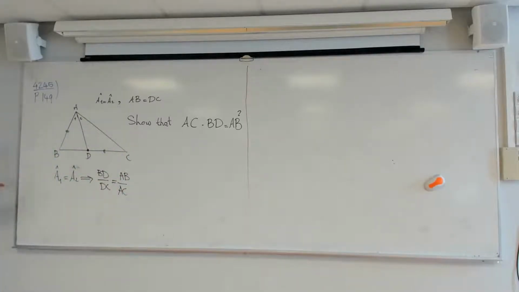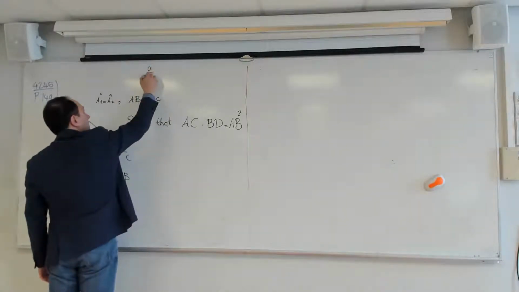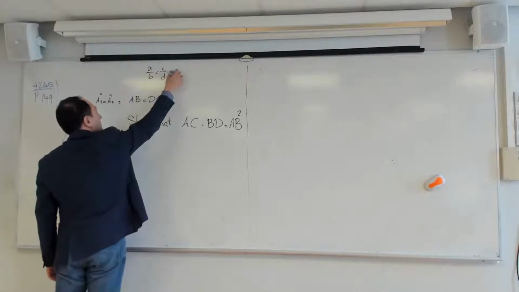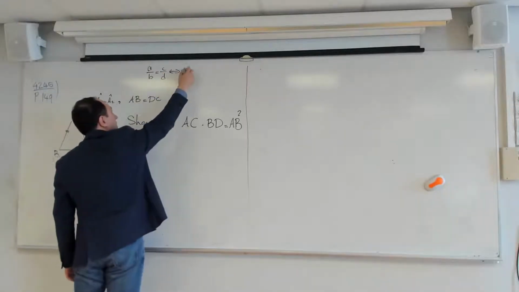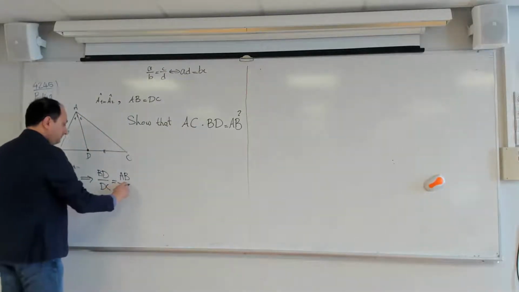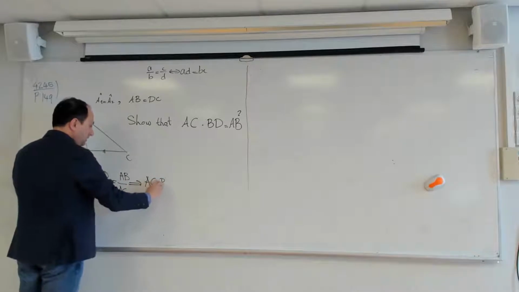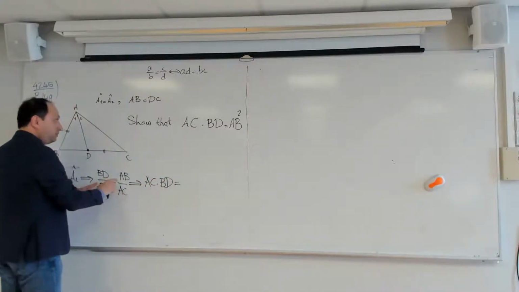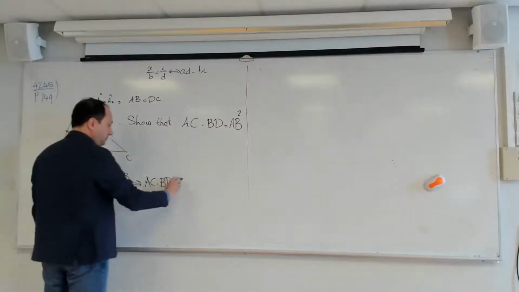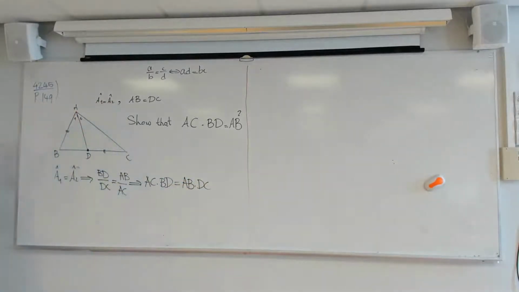And I told you several times, if you have two fractions, A over B equal to C over D, remember this by heart: A times D is equal to B times C. So this means that AC times BD is equal to AB times DC. That's the consequence.